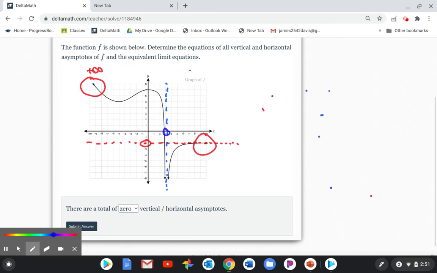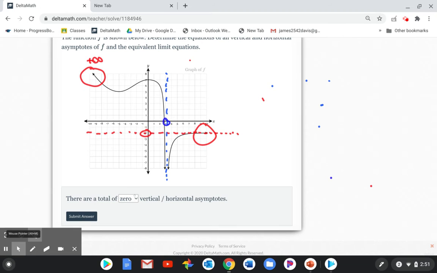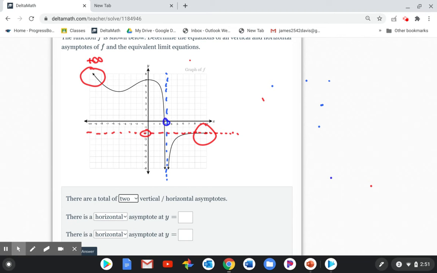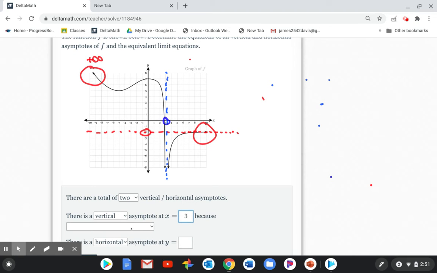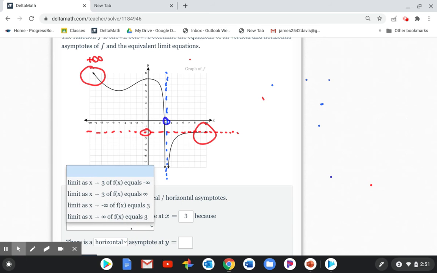When we type this in, we have to give a lot of details here. We are going to state that there's 2 asymptotes, right? Let's talk about the vertical one first. The vertical one's going to be at x equals 3. And now we also have to give a reason why using limits. So our options here: the limit as x goes to 3 is negative infinity, x goes to 3 is positive infinity, or the limit as x goes to negative infinity is 3, positive infinity is 3. So those are our 4 options.